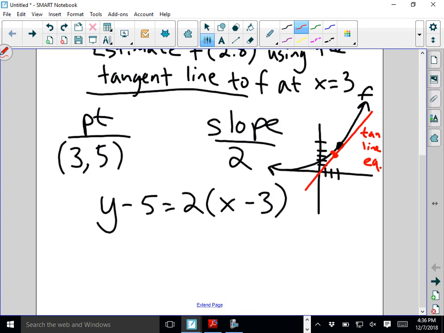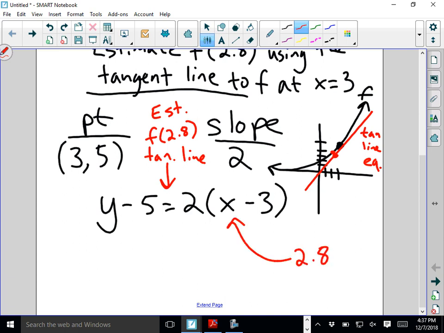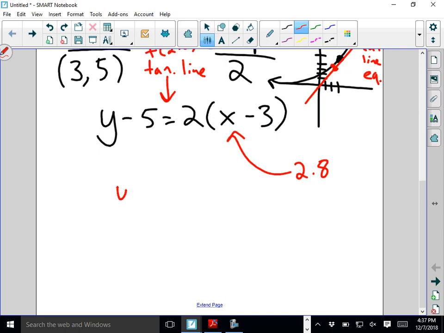Okay. So what I need to do now is, so again, this right here is my tangent line. What I want to do is take the point that I'm estimating, right? We're supposed to estimate f of 2.8. Well, I'm going to take that 2.8 and I'm going to plug it in for x right here and figure out what y is, and that'll be our best guess of f of 2.8, right? So this is a pretty easy process from here on out. So here's what I get. I get y minus 5 equals 2 times 2.8 minus 3.